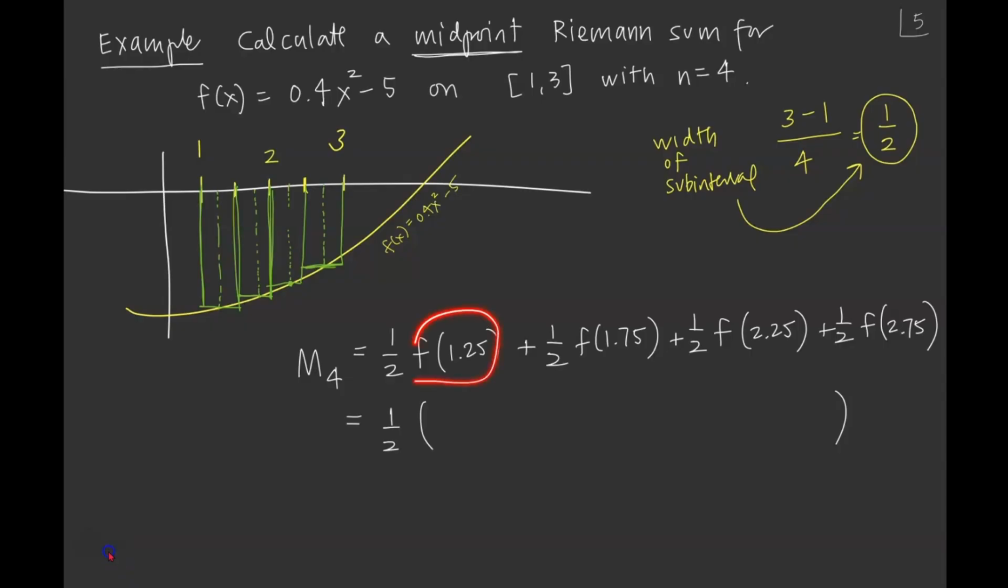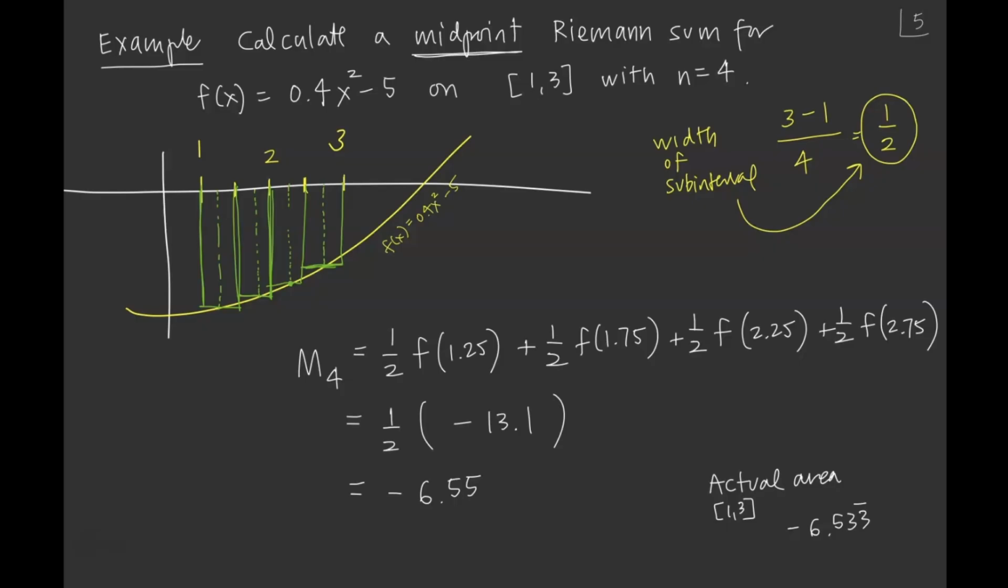So we just found out that adding up the values of the function at these 4 points is equal to negative 13.1. So 1/2 times that negative 13.1 is going to give us negative 6.55. I will tell you that the actual area between the curve and that horizontal axis from 1 to 3 is negative 6.533 repeating.